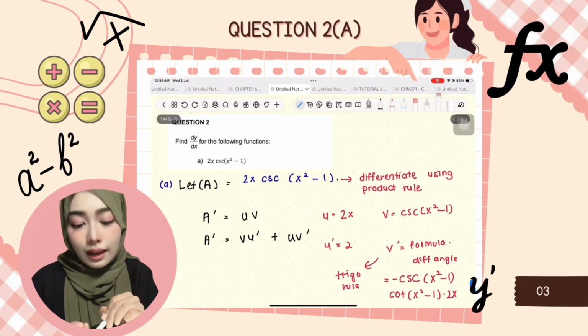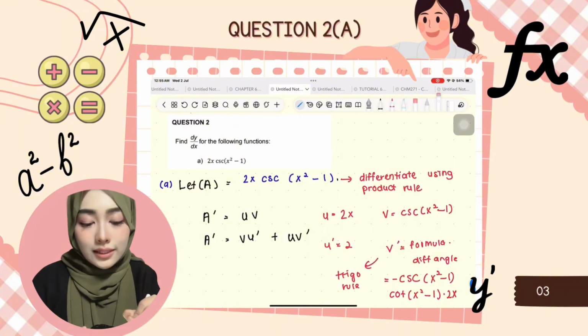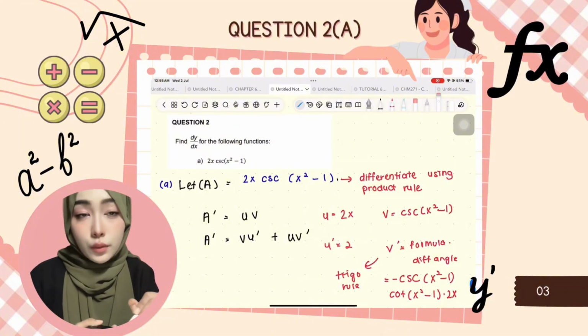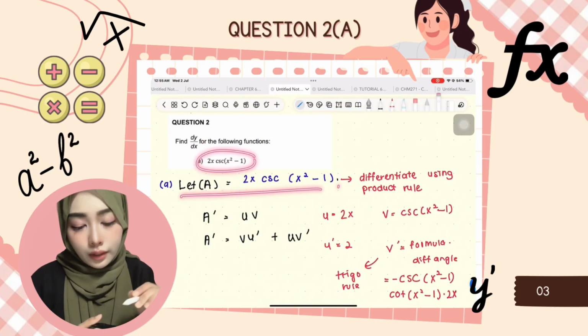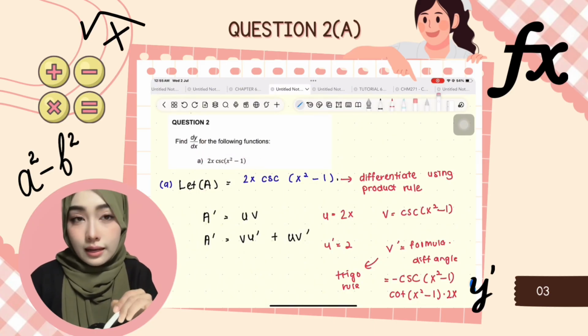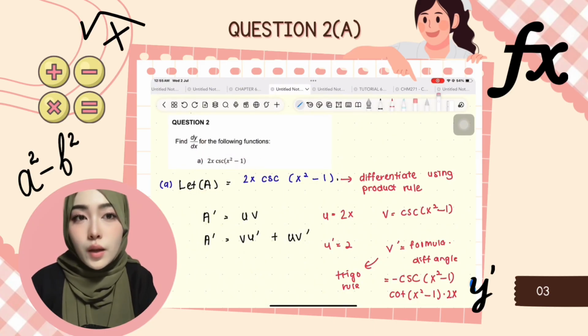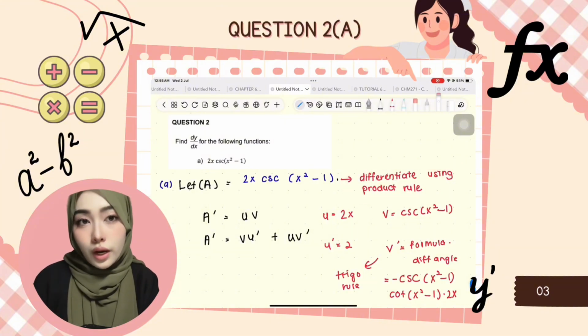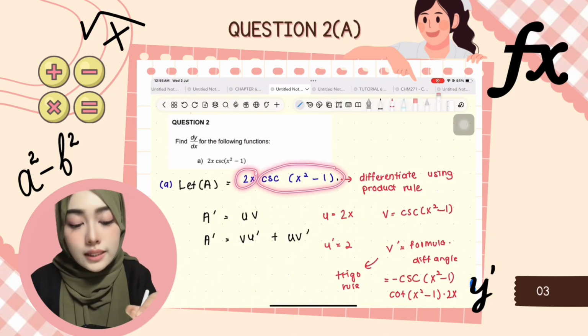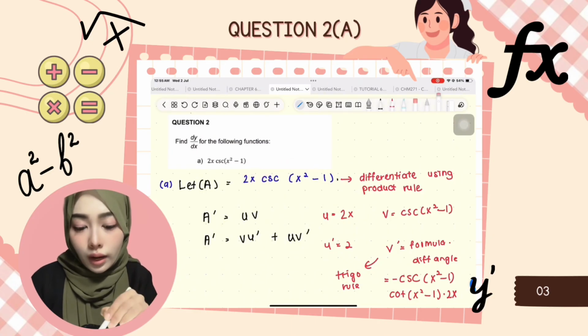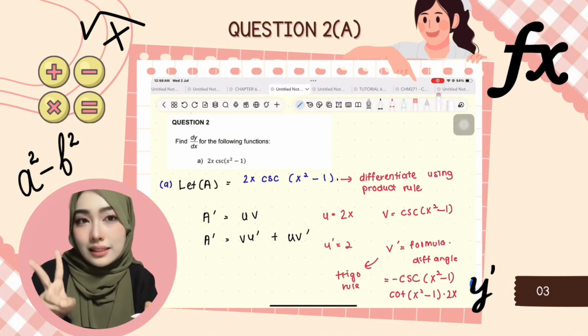Okay, so let a equal 2x cosec(x² − 1). So we just write down this function right here. We are going to differentiate this using the product rule. Why do we use the product rule? Because there are two functions that are multiplied together, where 2x is the first function and cosec(x² − 1) is the second function.